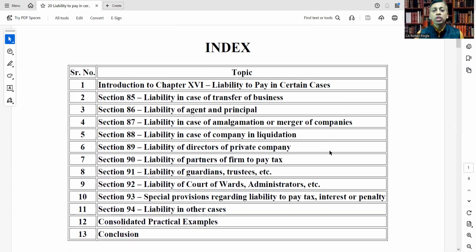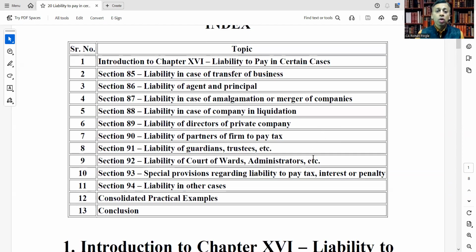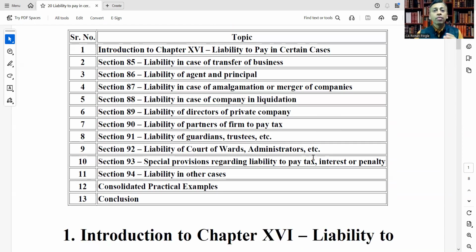Introduction to the liability to pay in certain cases, we will see the meaning of it. Then we will discuss sections 85, 86, 87, 88, 89 till 94, which cover the liability in various areas. After that, we will see some consolidated practical examples, and after that, conclusions that can be drawn from today's learning.